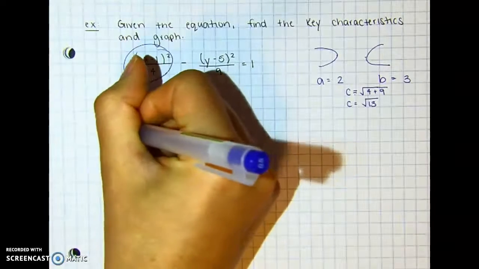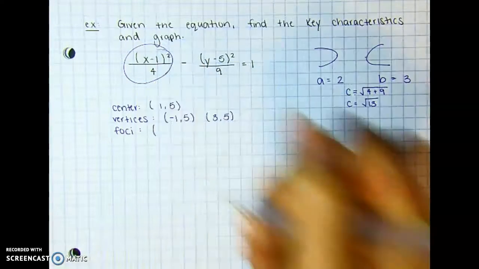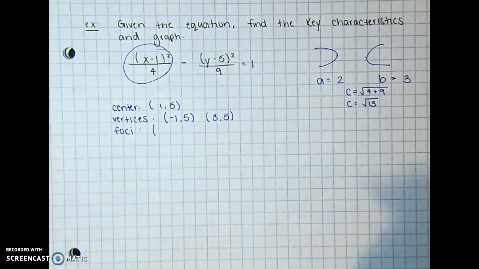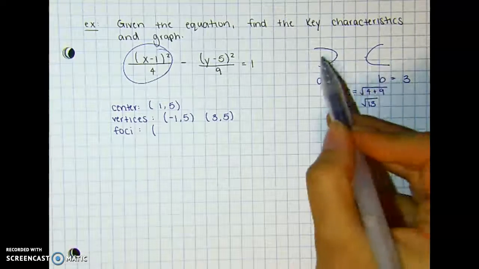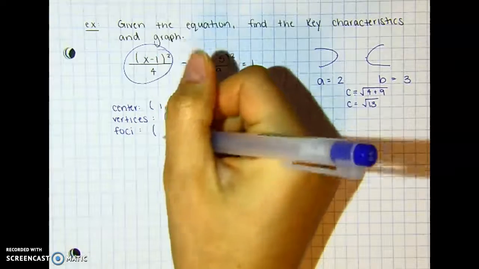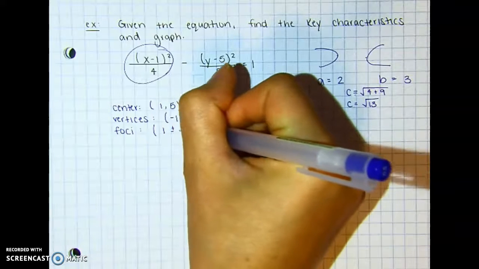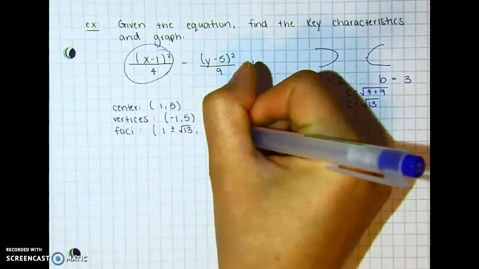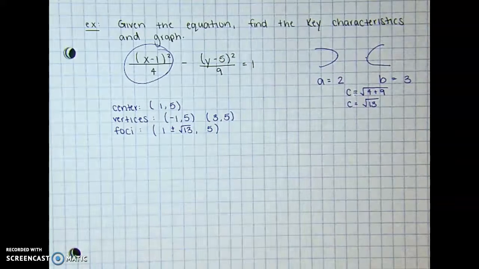The foci, right, because our foci are going to be inside the hyperbola parts. That means we're going to add to the x value of our center, so it's going to be 1 plus or minus the c value, which we determined is the square root of 13, 5. Okay, so that's the foci.